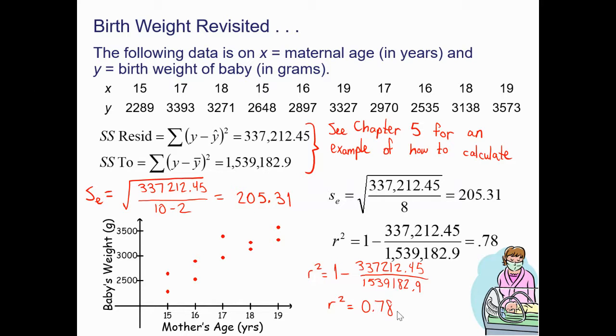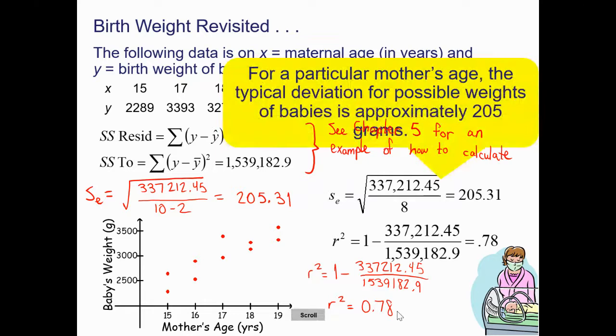Okay, so now let's talk about what each of these mean. First, standard deviation. That means for a particular mother's age, the typical deviation for possible weight of babies is approximately 205 grams, which is roughly about half a pound. That's a typical deviation.